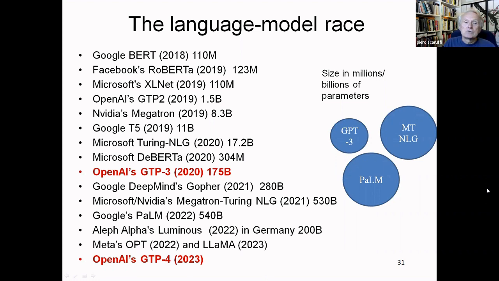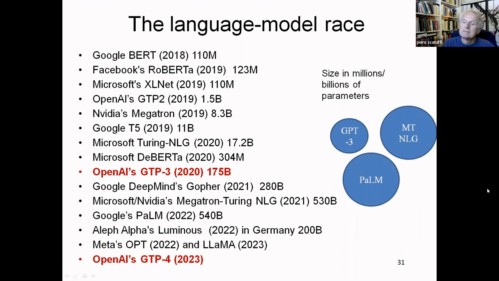So this starts in 2018. BERT had 100 million parameters. And then these things skyrocketed very rapidly. Now GPT-3 is 175 billion parameters, and it's not even the biggest one. The biggest one right now is the Megatron Turing, I believe. PaLM is even bigger, 500 billion parameters.